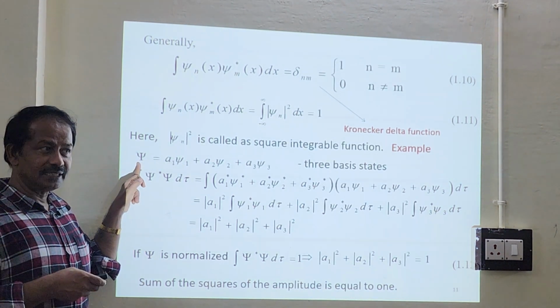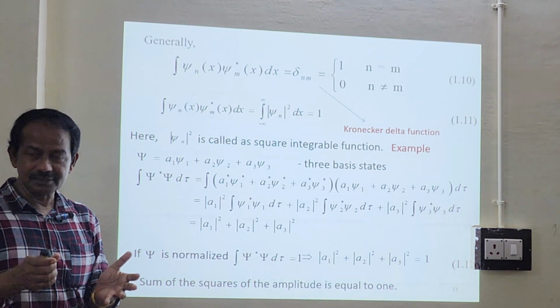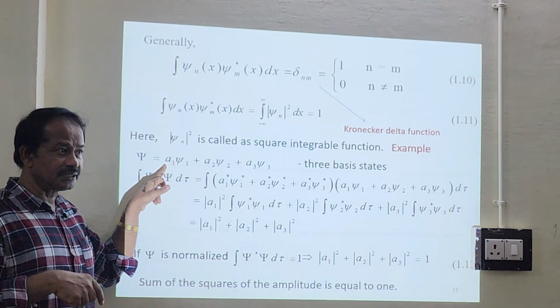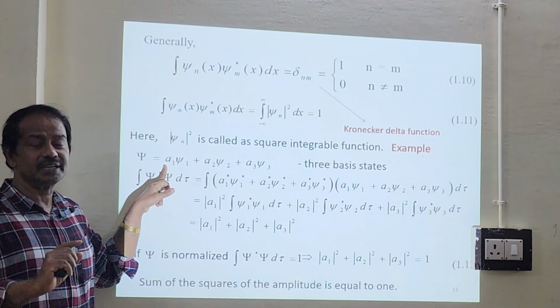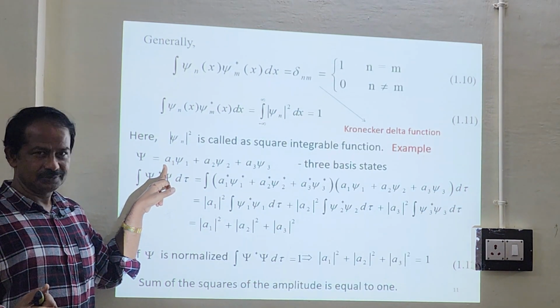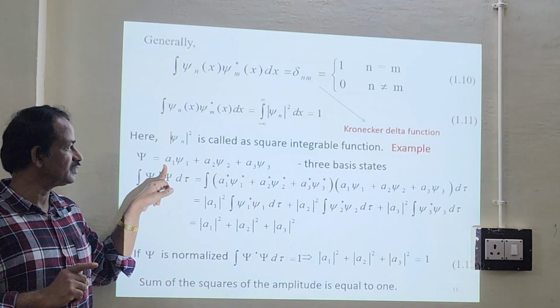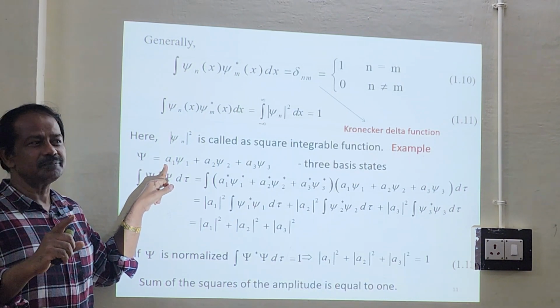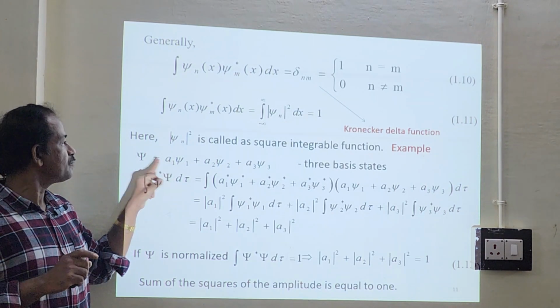So capital Psi represents a system which consists of small particles. Each particle is represented in terms of a basis. They are linearly independent vectors. One cannot be written in terms of another one. So linearly independent vectors, which we studied already in mathematical physics. If you are good at mathematics, quantum mechanics is very simple. So this is the idea.